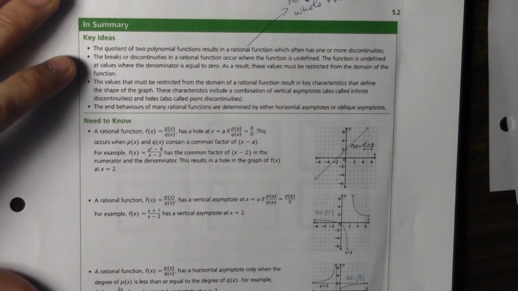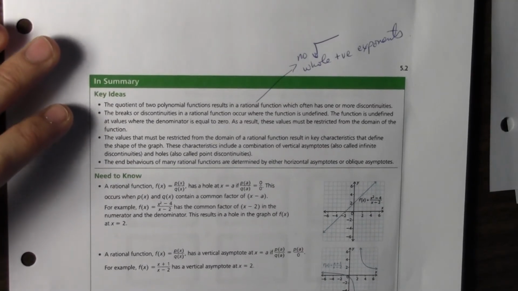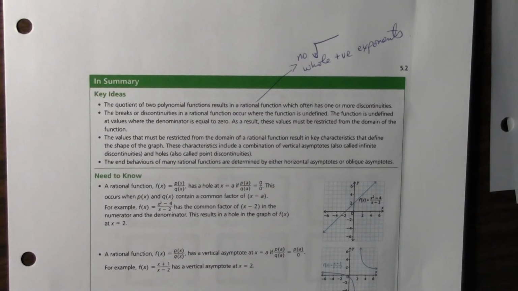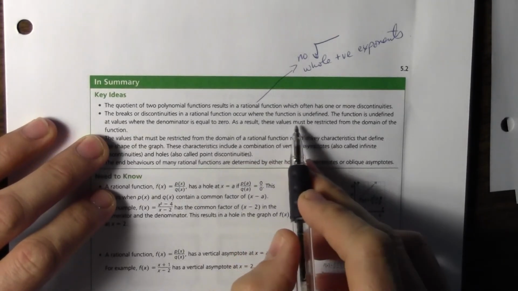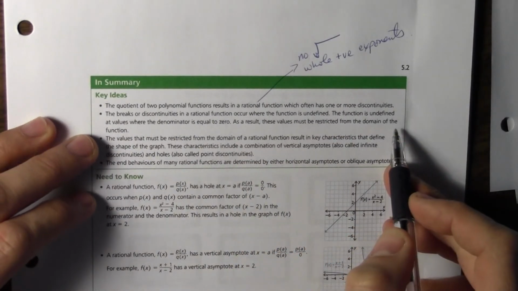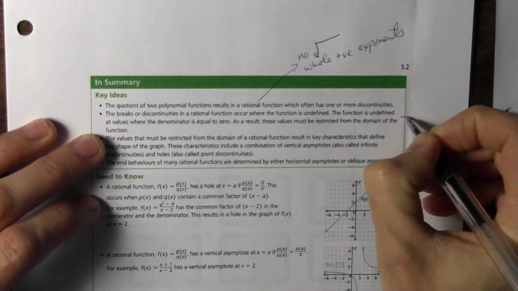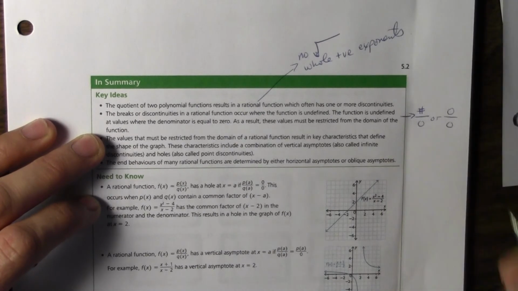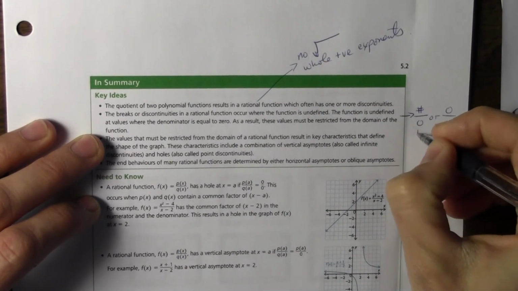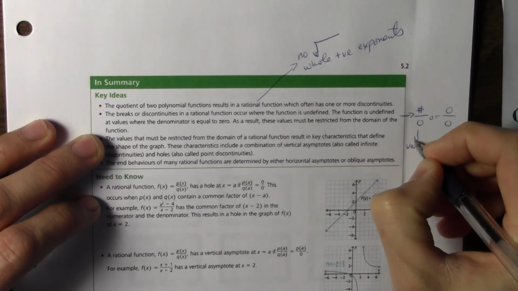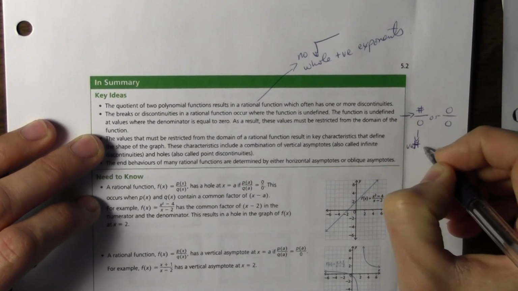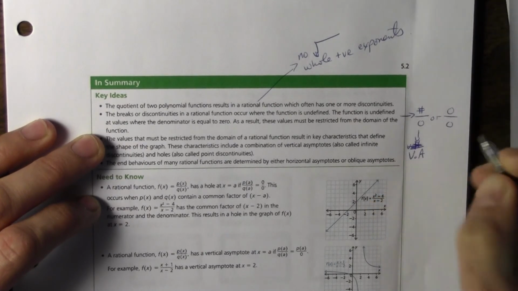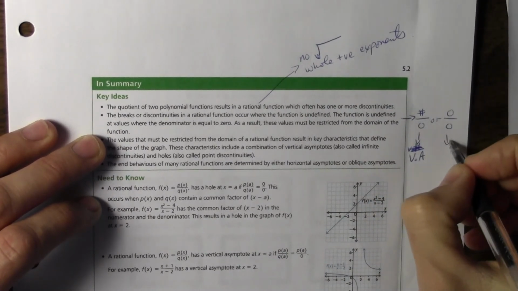Okay. The breaks or discontinuities in a rational function occur where the function is undefined. The function is undefined at values where the denominator is equal to 0. As a result, these values must be restricted from the domain of the function. So, these values could be a number over 0 or 0 over 0. Okay? If it's a number over 0, we have a vertical asymptote. If it's 0 over 0, we have a hole.